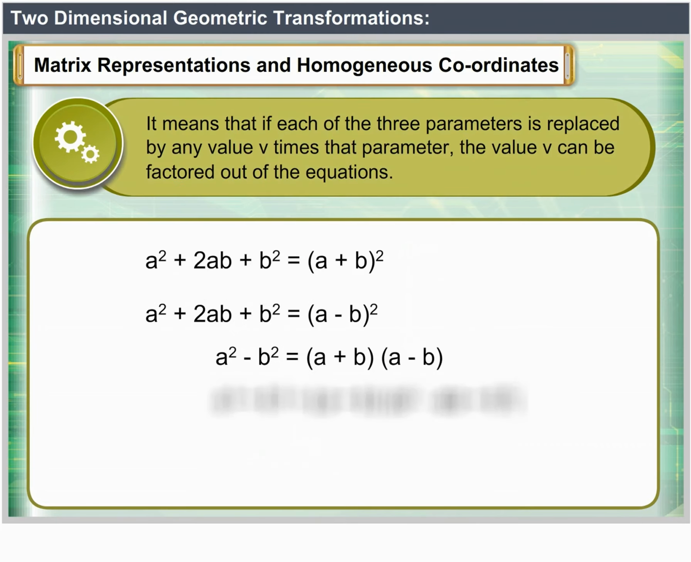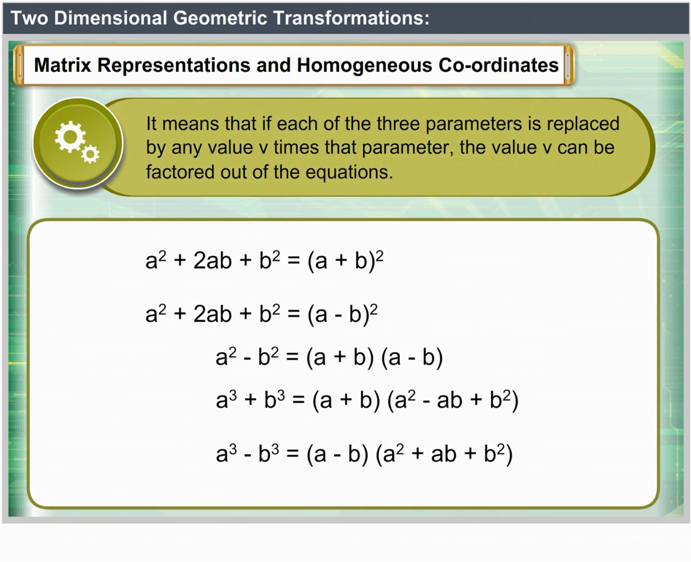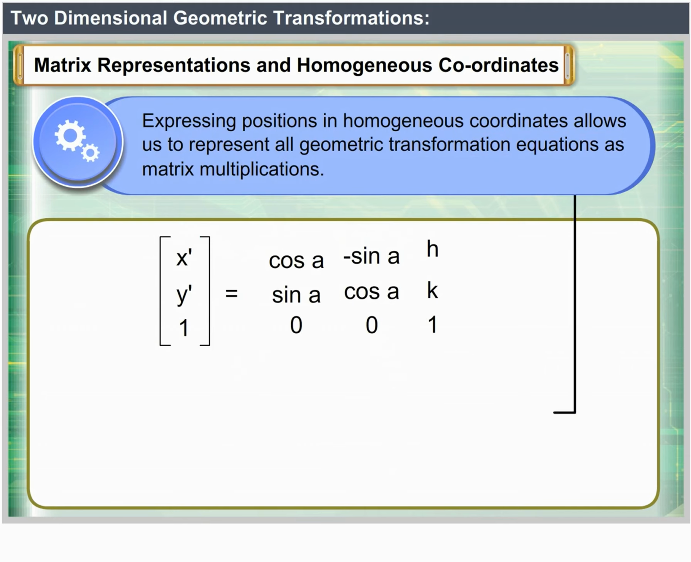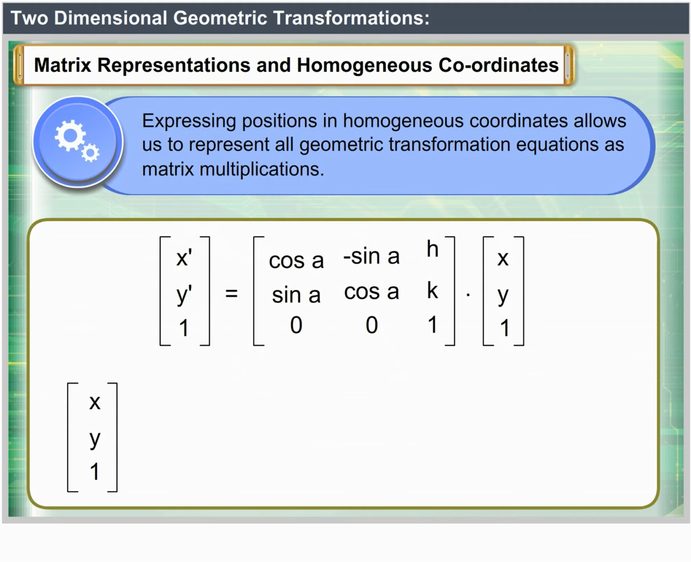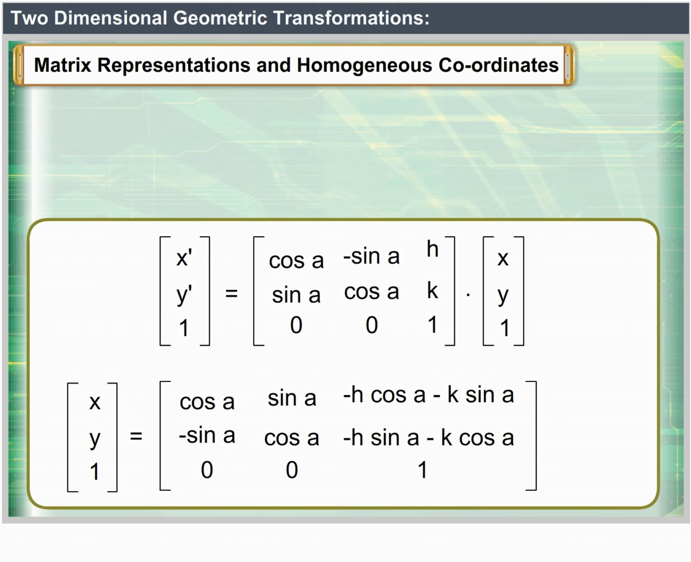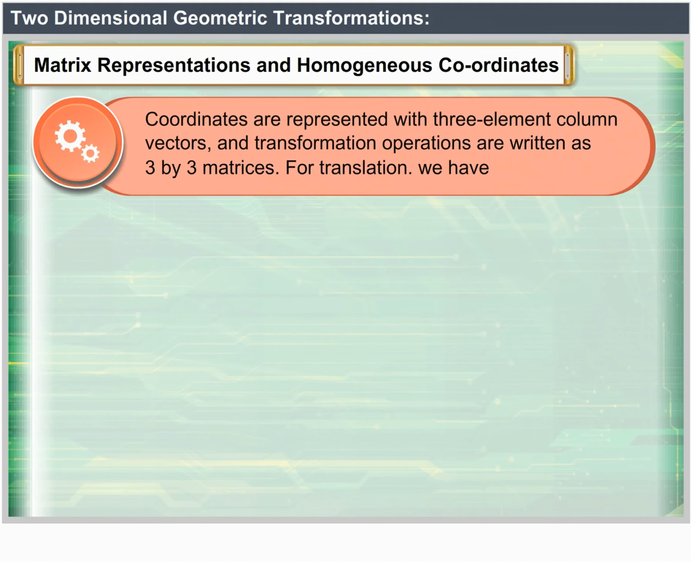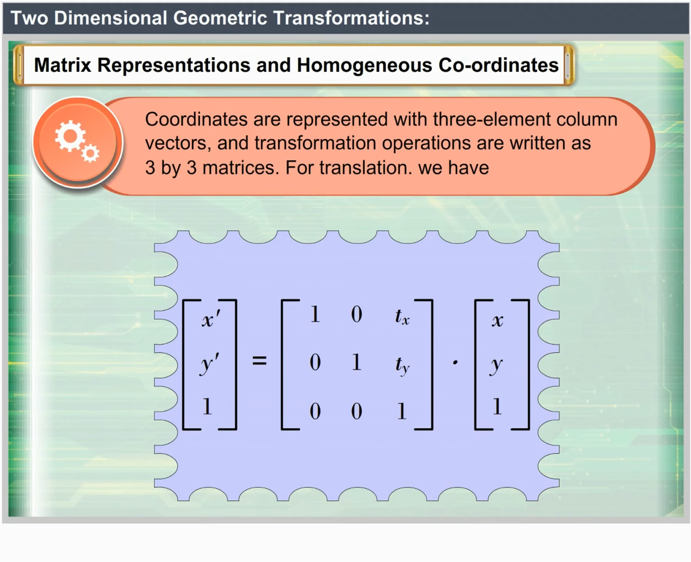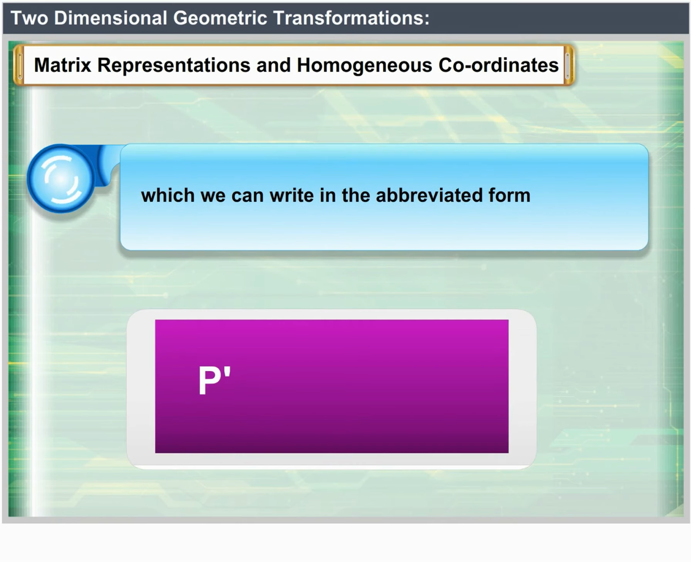Expressing positions in homogeneous coordinates allows us to represent all geometric transformation equations as matrix multiplications. Coordinates are represented with 3-element column vectors, and transformation operations are written as 3 by 3 matrices. For translation, we have the following matrix, which we can write in the abbreviated form with T of Tx, Ty as a 3 by 3 translation matrix. P dash equals T of Tx, Ty times P.